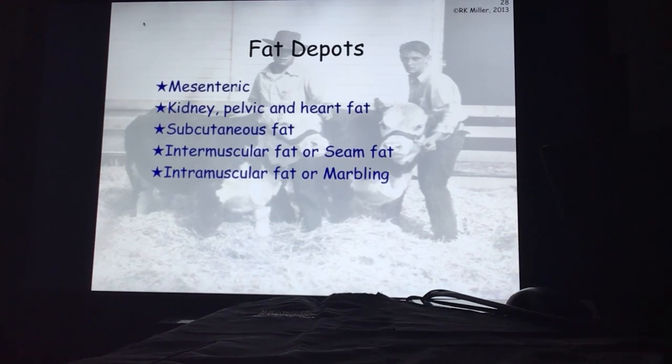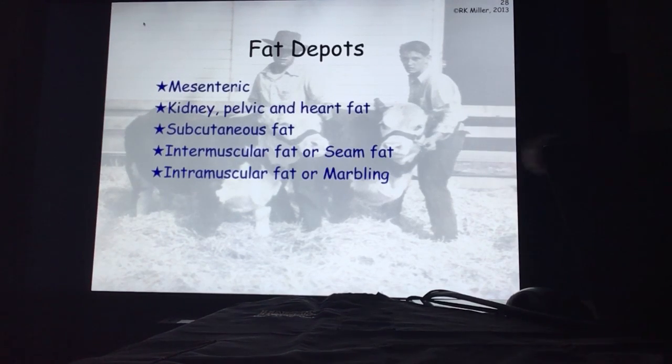After you have started filling mesenteric fat, then you start filling kidney, pelvic, and heart fat. That's fat around the vital organs and the reproductive tract. Again, this fat is very important because it provides protection and suspension for vital organs. The third fat to develop will be subcutaneous fat. Subcutaneous fat is the fat that's on the exterior of the animal.